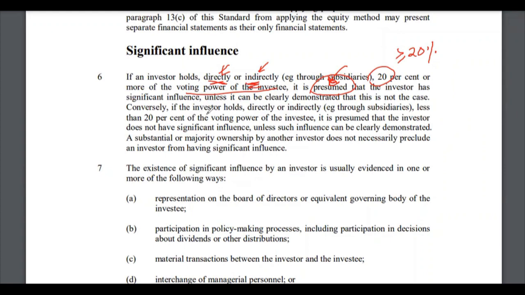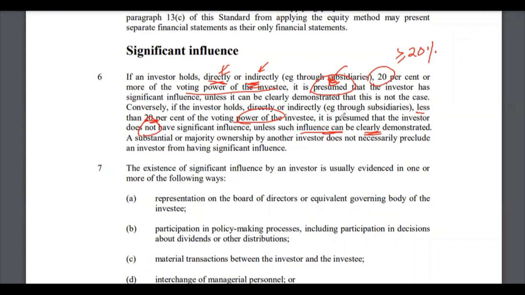That's what it means. Now, conversely, the investor can have less than 20% of the voting power of the investee, and then it's presumed that the investor does not have significant influence unless such influence can clearly be demonstrated, right? That's the point where you would have to look at whether the investor has significant influence or not. So if the investor has less than 20% ownership, it is still possible that the investor will have significant influence. It's still very much a possibility.